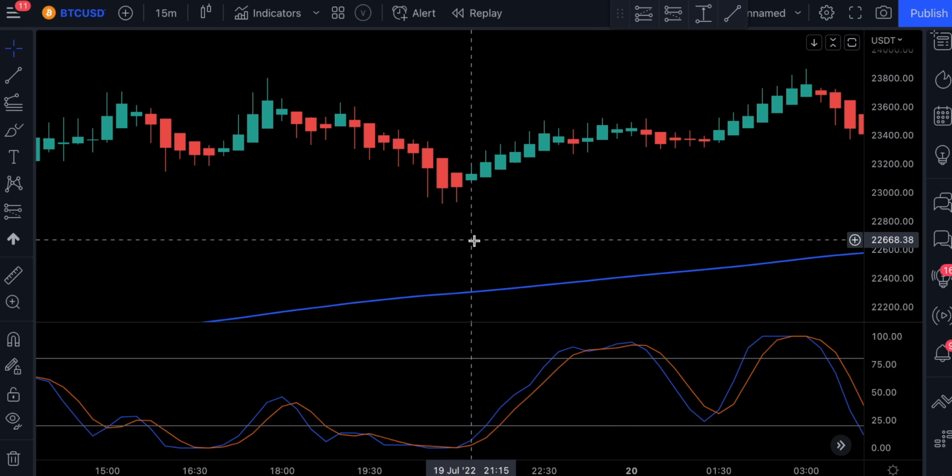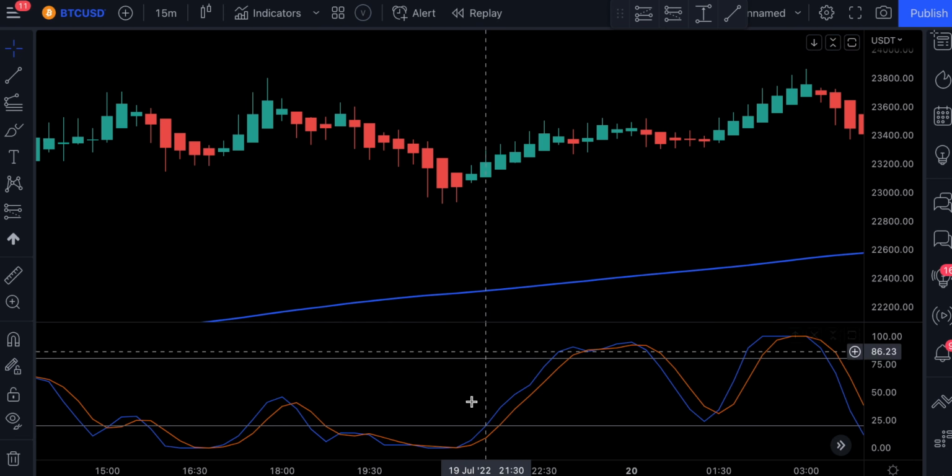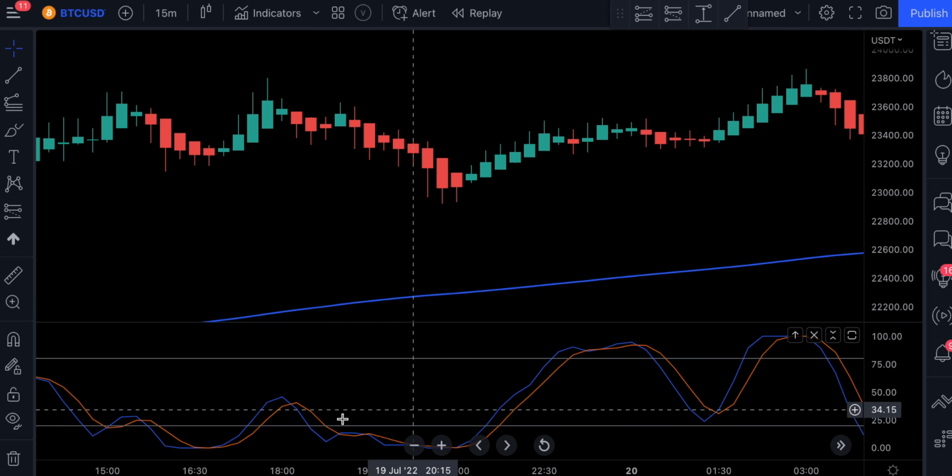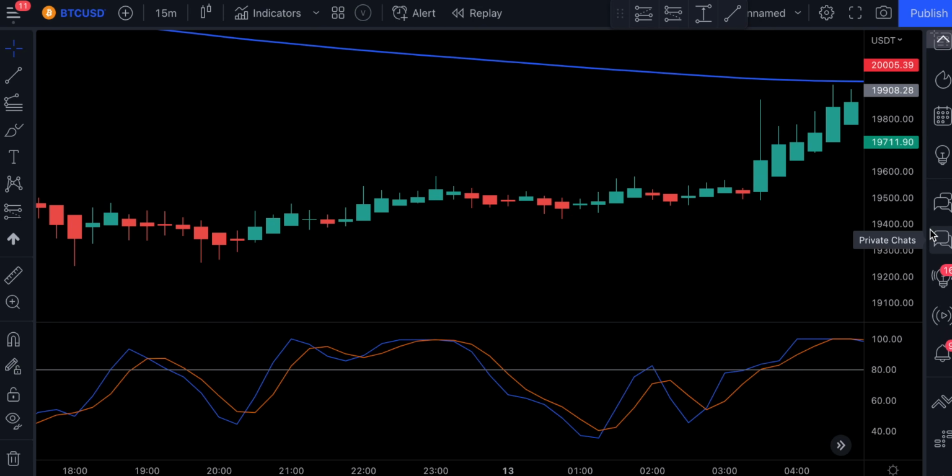And the answer is no, you wouldn't, because every cross that happens after the first cross, while the stochastic is being oversold, is not considered as a new bullish signal. The same is true for short trades.